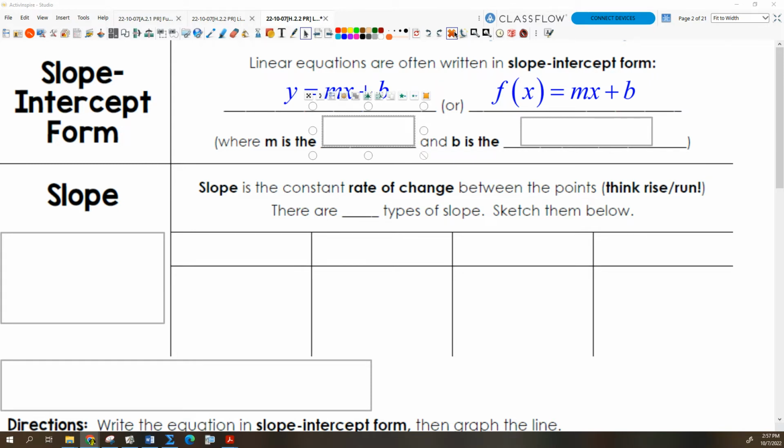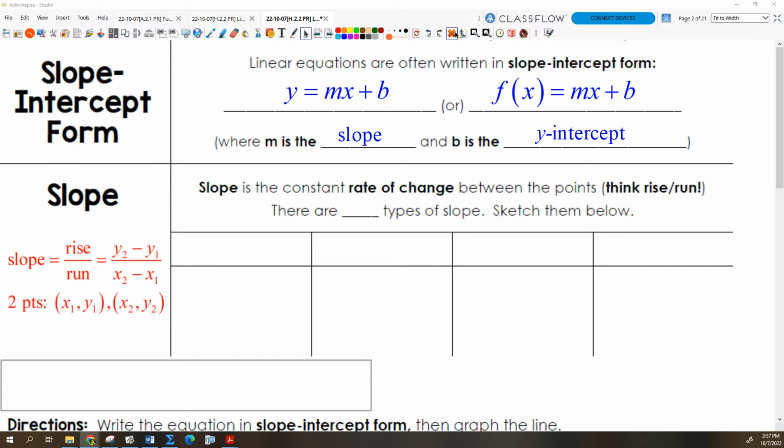mx plus b. That's the slope, isn't it? Good. And what's b? Y-intercept. Okay. So slope, remember, is the constant rate of change between the 2 points. Just think rise over run. So here's a quick reminder about our definition of slope.